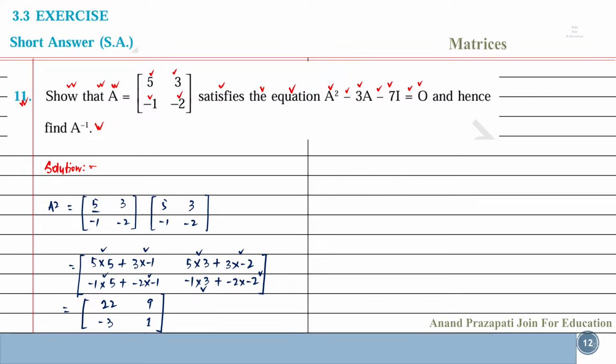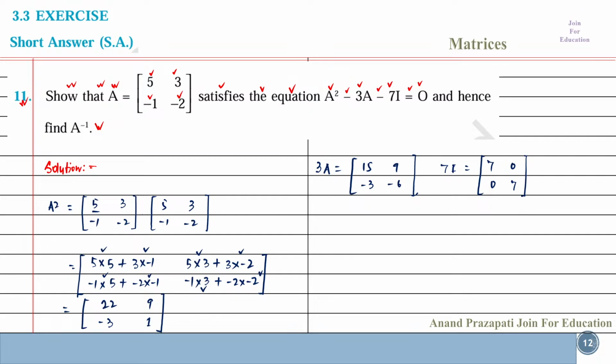And 3A equal to 5 times 3 is 15, minus 3, 9 and minus 6, and 7I equal to 7, 0, 0, 7.